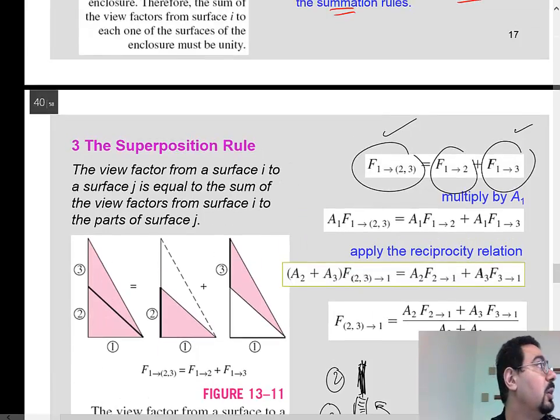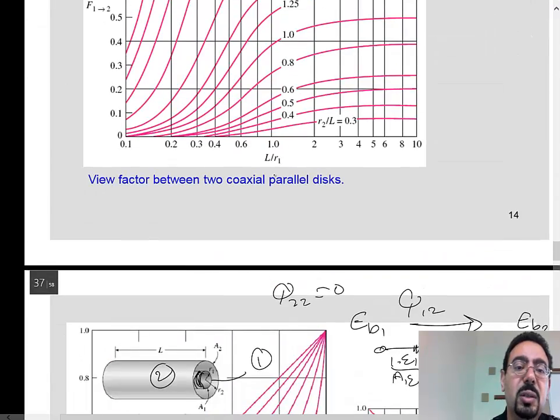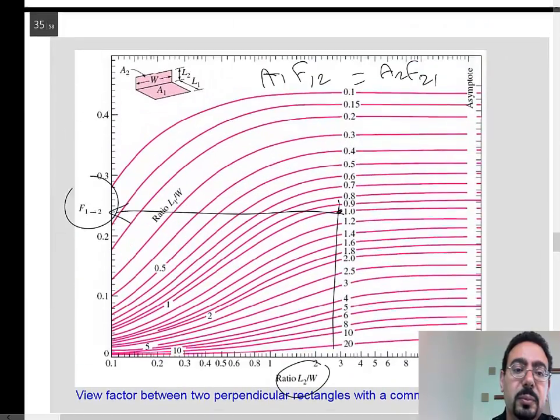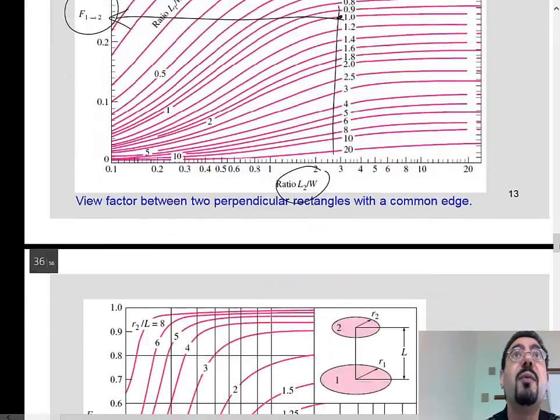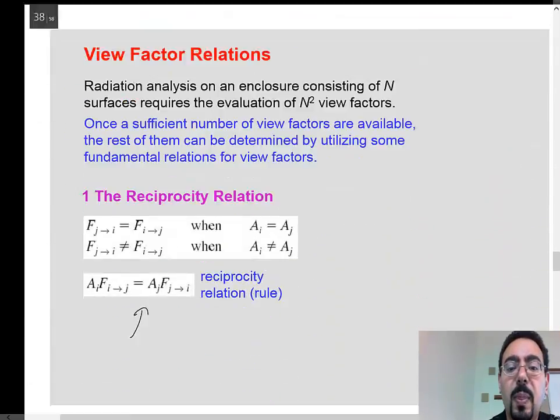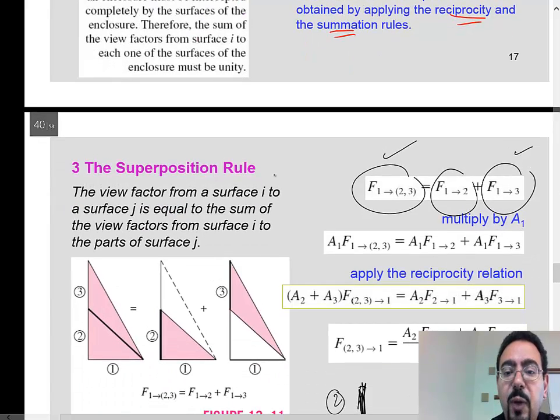Same thing. It's a little bit shorter. You come to this chart, and you can imagine that it's basically a little bit smaller surface, and you can get its F1,3. So now you have F1,3 and you have F1 to 2,3. Then you can calculate this F1,2.